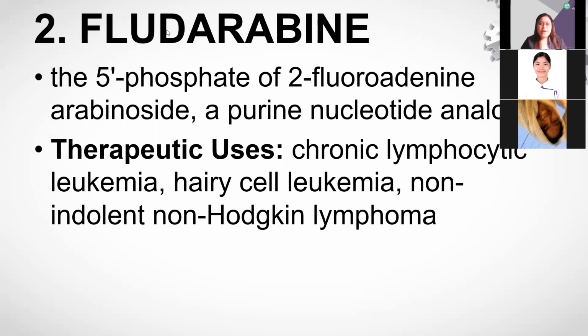Okay. Sige. So we have again number 2 anti-metabolite, the fludarabine, which is the 5-phosphate of 2-fluoroadenine arabinoside, a purine nucleotide analog. So yesterday, let me draw sa screen ha. Okay, di ko kabalo mag-drawing, pero sige na lang.